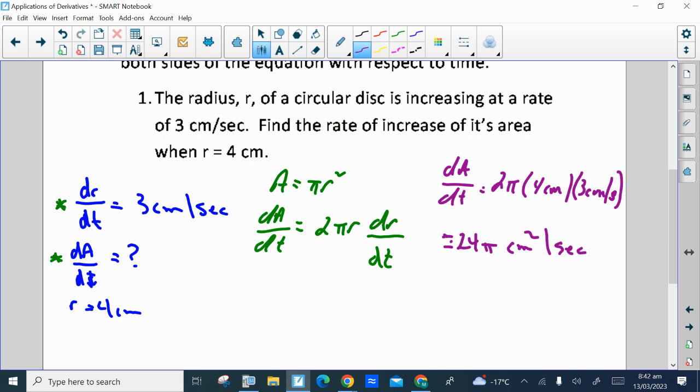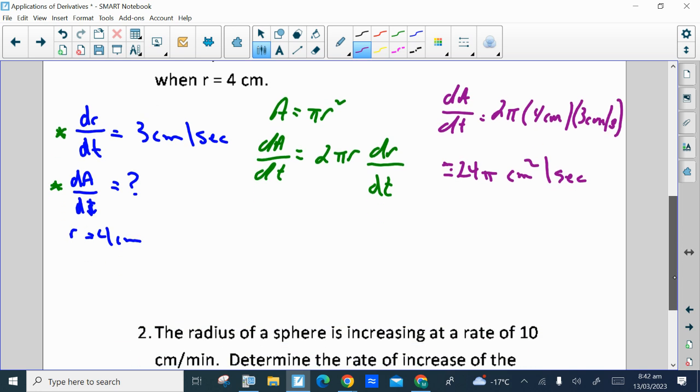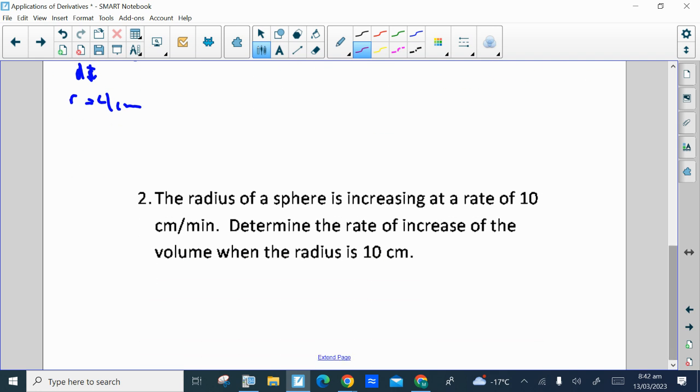Okay? So you see the difference between this and what we did before. Now the object is changing, and you're given the rate of change of one of the variables. You need to find the rate of change of the other.